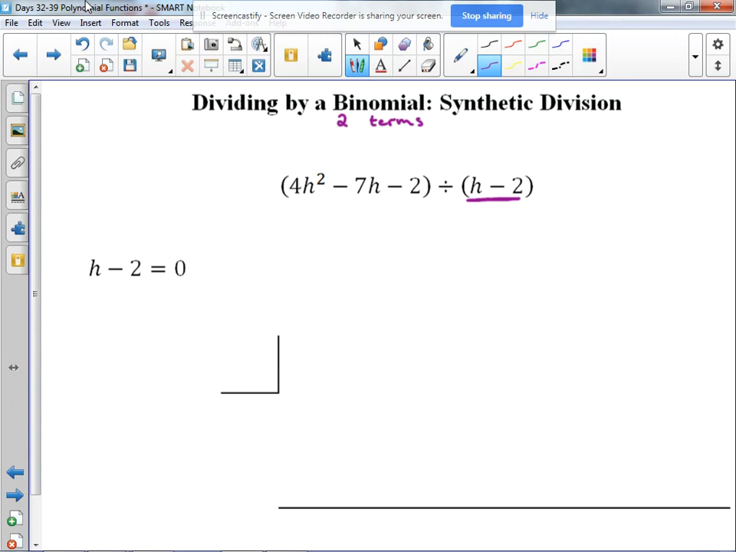So the first thing that we always do is we take what we're dividing by and we set it equal to 0. So I already have that set up on your paper. We're going to solve for the variable. So in this case, to get the variable h by itself, we need to add 2 to both sides. So that says 0 plus 2 is 2, so h equals 2. That number goes on that backwards L that I have there on your paper. That's what we call the shelf. Put it on the shelf.